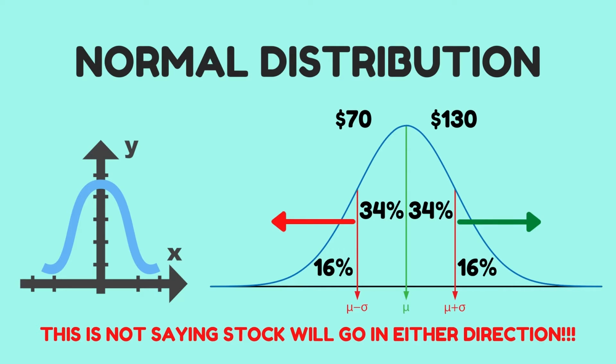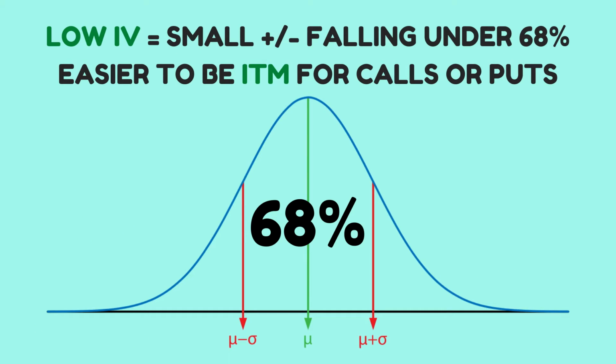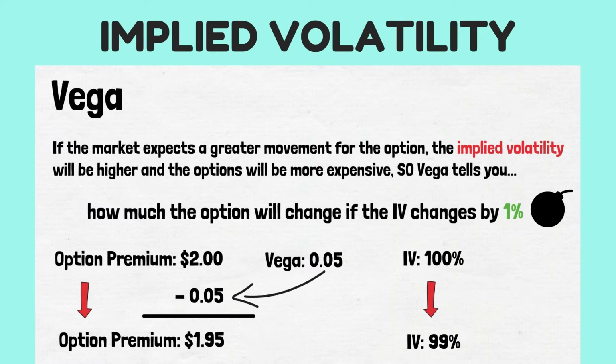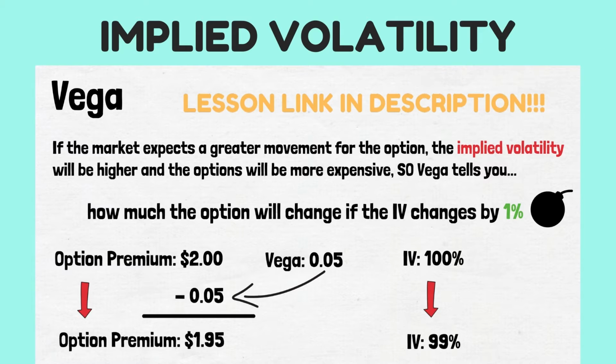You want to use it to determine whether a contract's premium is cheap or expensive. Low IV means that your 68% area under the curve has a really low plus or minus, which could mean your contract can increase in premium or has a higher chance of increasing in premium. Implied volatility also has an impact on your premium's extrinsic value. Remember from our lesson before, every 1% change in IV changes the premium depending on your option's vega.